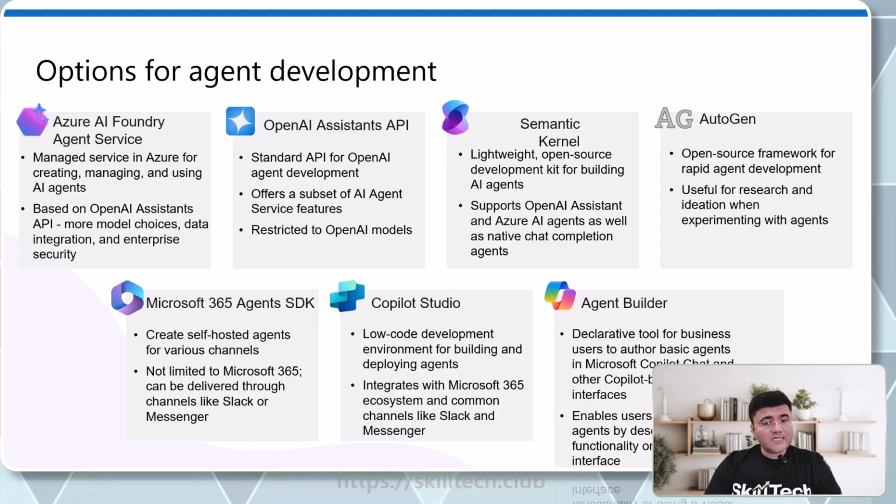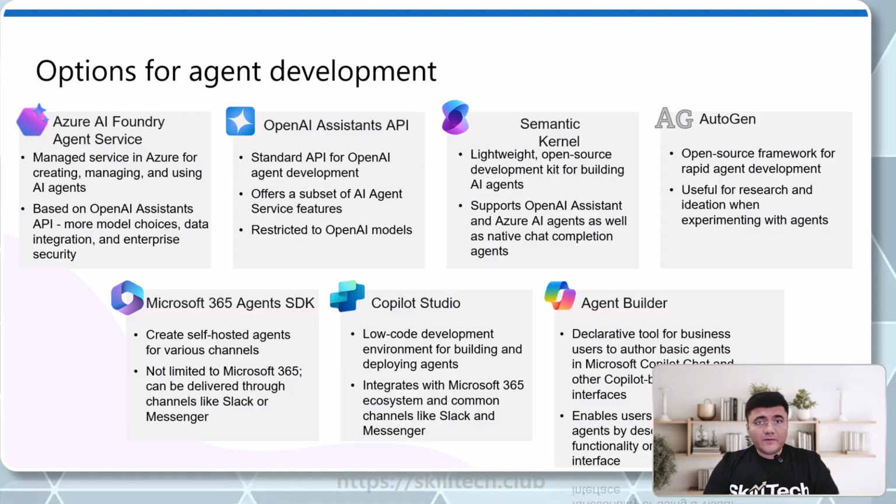Next, we have certain SDKs, like the Microsoft 365 Agent SDK. This allows you to create self-hosted agents for various channels. It's not limited to Microsoft 365 apps, which is a common myth people have. It can be delivered through channels like Slack or Messenger, and you can deliver agents with that. Next, we have Copilot Studio. Now, as I told you, this course is specifically focused on developing agents with a programming language and SDK, for enterprise-ready agent applications.